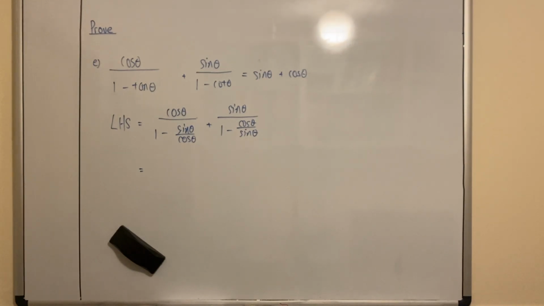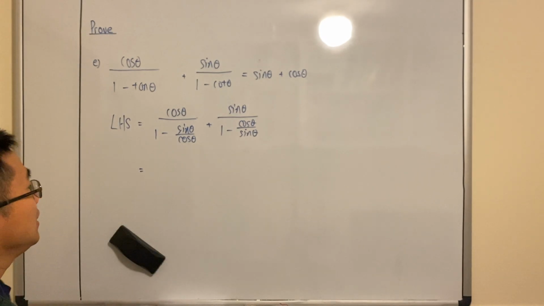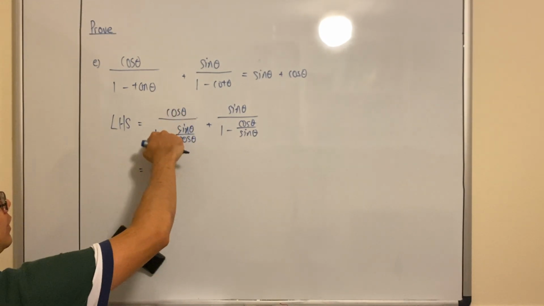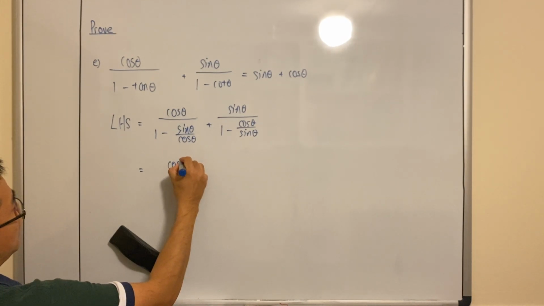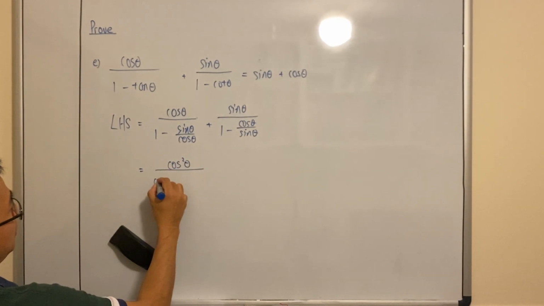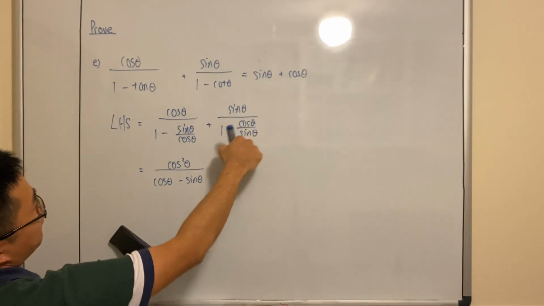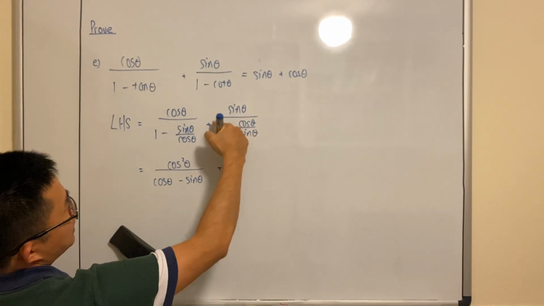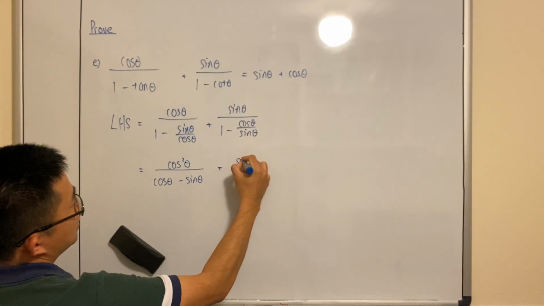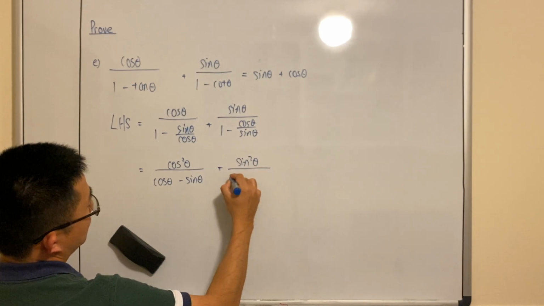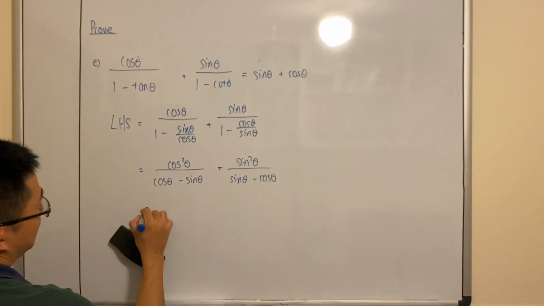Okay, all right. What do we do now? Get rid of the denominator. Yep. So how about we times this fraction, top and bottom, by cosine theta. So you get cosine square theta over cosine theta minus sine theta. And do the same thing for that one, but this time we're going to multiply this fraction, both top and bottom, by sine theta. So we've got sine square theta over sine theta minus cos theta.